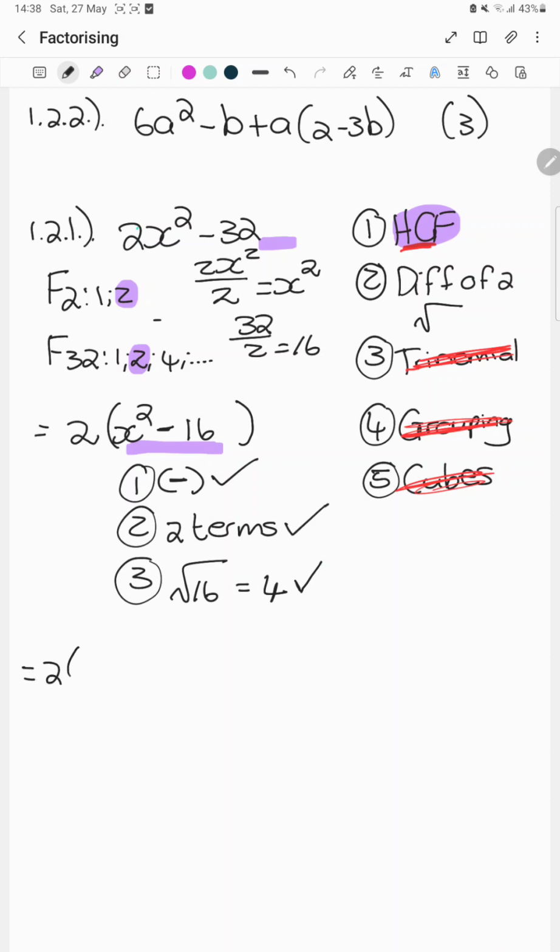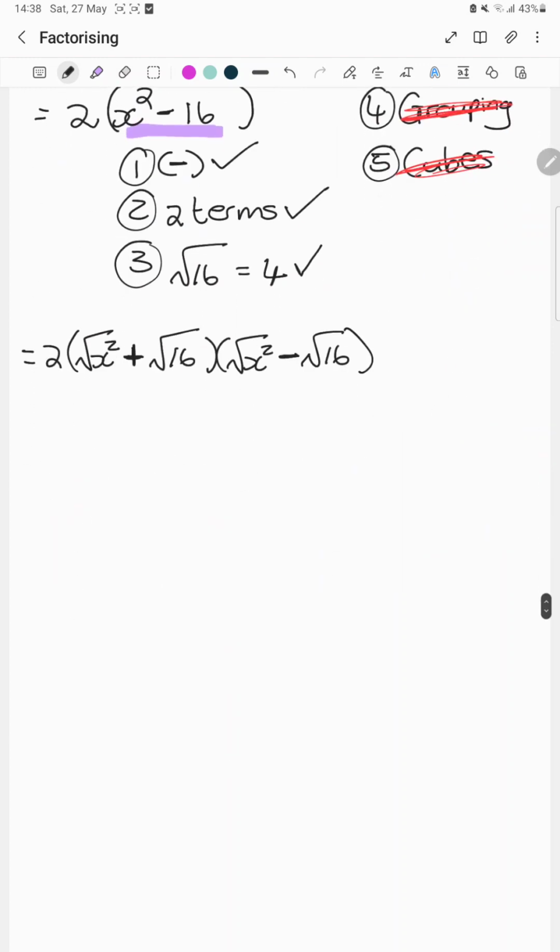So I can break this up into 2 brackets. Remember, my one bracket will always be a positive, and my other bracket will always be a negative. To get the first value of my bracket, I'm going to get the square root of my first term, which is x squared. And to get my second term, I'm going to get the square root of my second term, which is 16. If I calculate this, the square root of x squared is x, and the square root of 16 is 4. So I have x plus 4 and x minus 4. And this is my final answer.